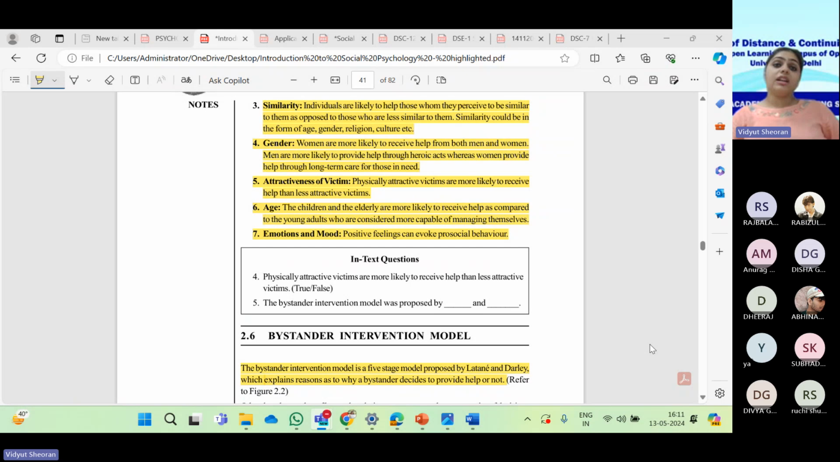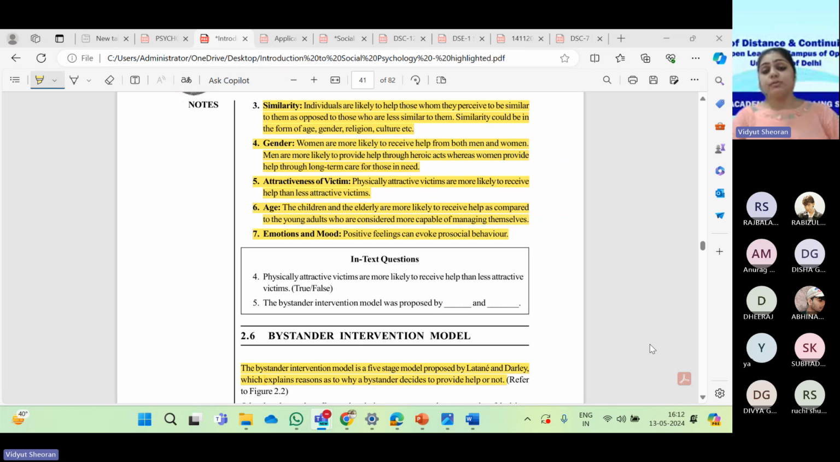In the category of vulnerability, there are children, very small children like infants and toddlers, or those who can't handle themselves in the situation, or very old senior citizens in their 70s, 80s, 90s, who find it very difficult to handle themselves. People of such age brackets receive more help as compared to young people who can take care of themselves.